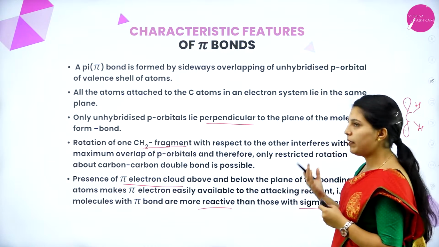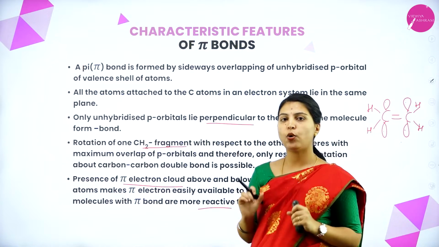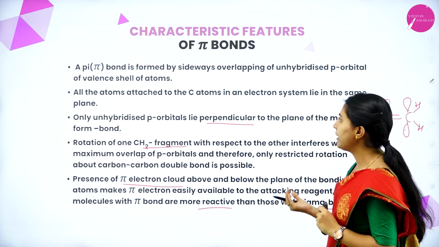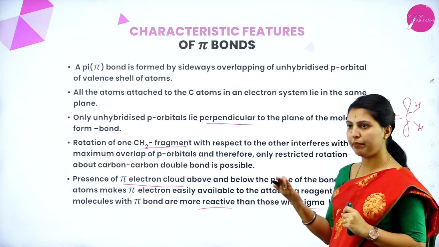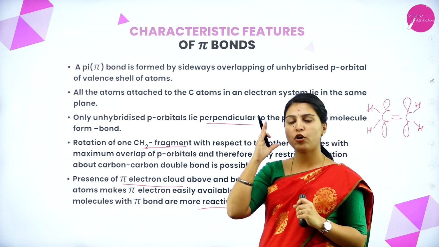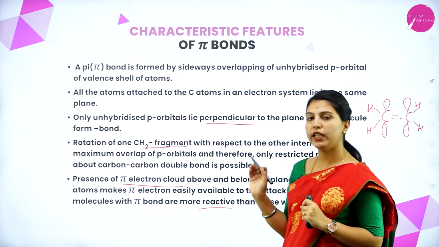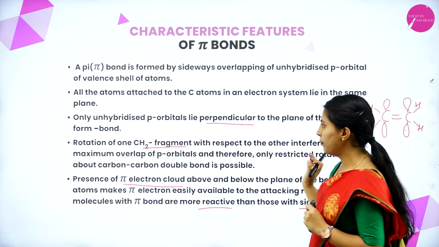Once again, a pi bond is formed by sideways overlapping and all the atoms attached to the carbon atoms in an electron system lie in the same plane. The unhybridized p orbital is perpendicular to the plane of the molecule.